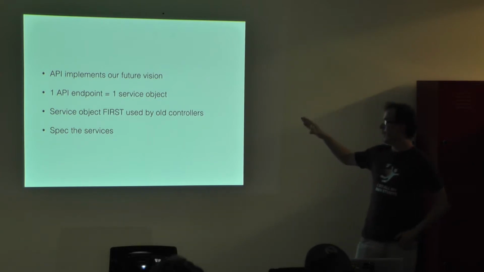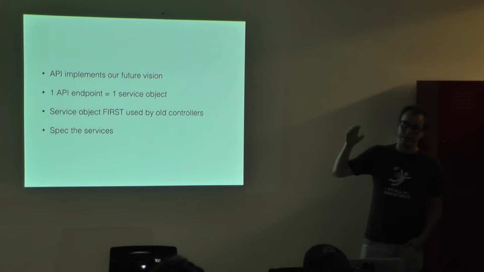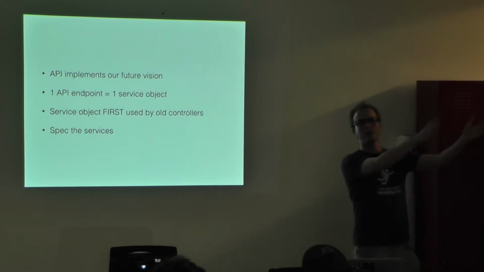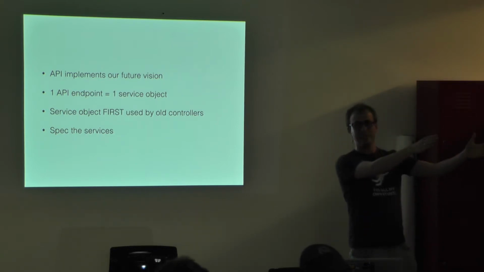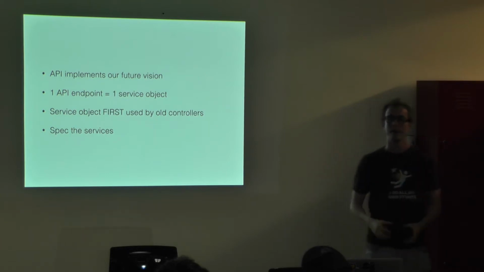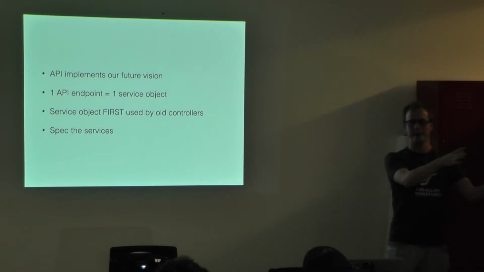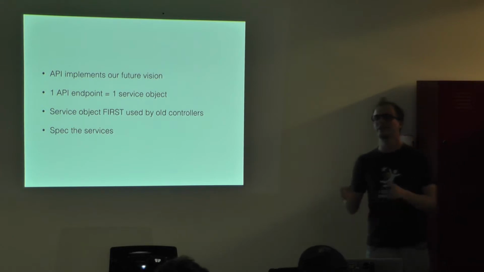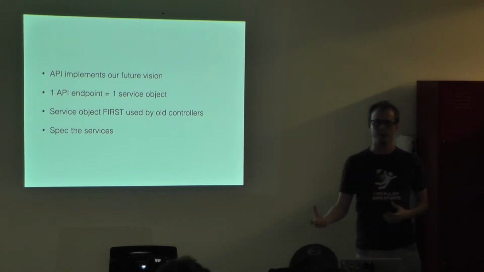First of all, our API implements our future vision. It's a 6-year-old application. We kind of know where we want to go with that, but it's going to take a while before we get there. The API fakes as if we're already there. So any type of technical debt that we still have, the API is not going to expose that anymore.